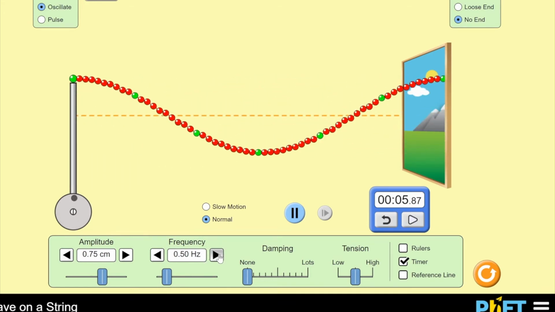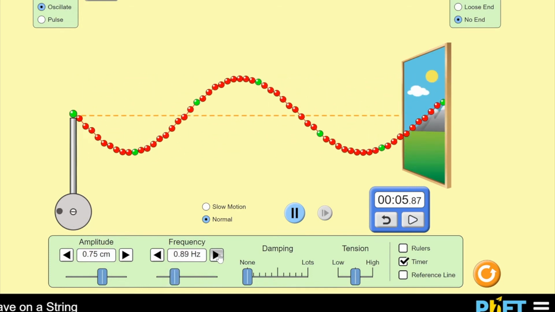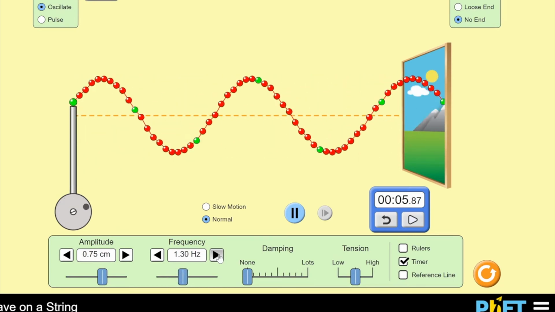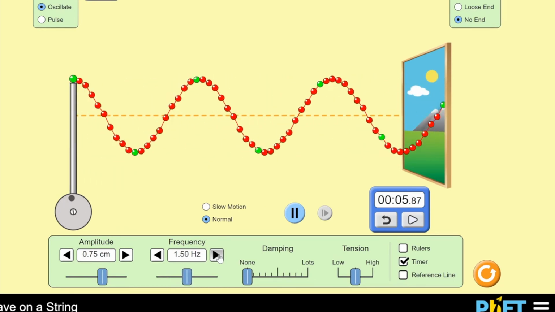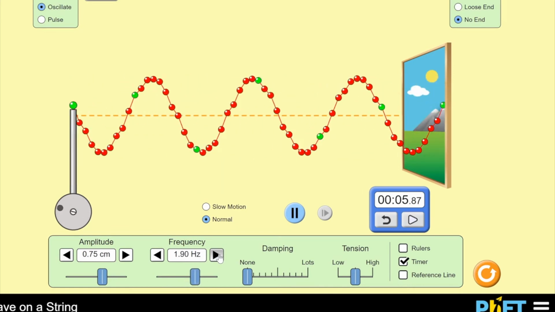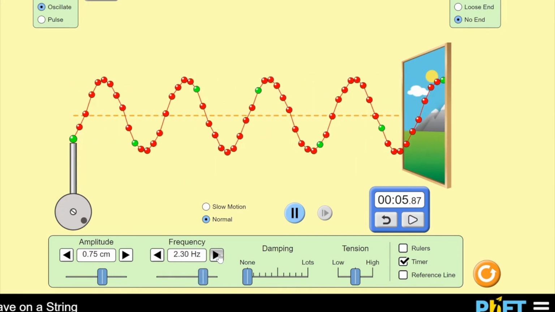Before we finish, I'm just going to start increasing the frequency. Watch what happens to the wavelength. Higher frequency, smaller wavelength. High frequency, small wavelength. Look how close the peaks are getting together now as the frequency is increasing.